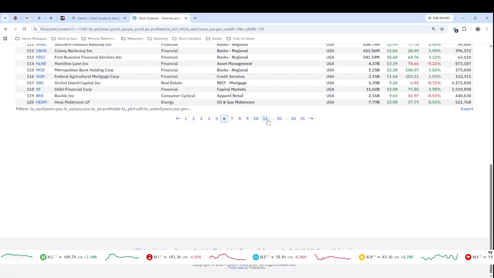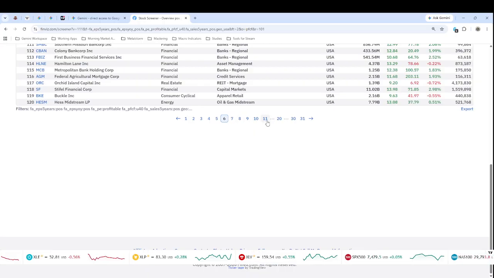13 through 18 are going to be my growth at a reasonable price, right? And then I'm going to look at 19 through 24 as being the companies that if I want to invest in some growth.